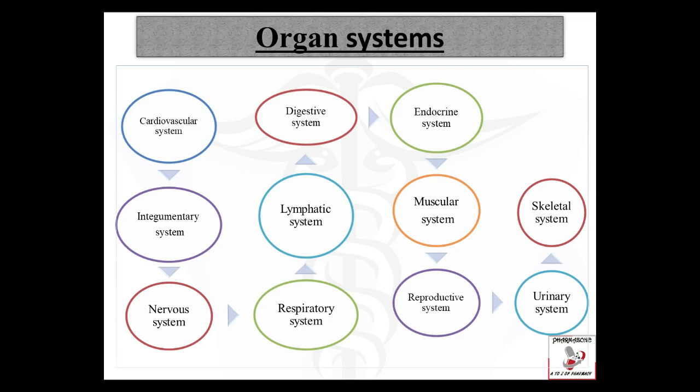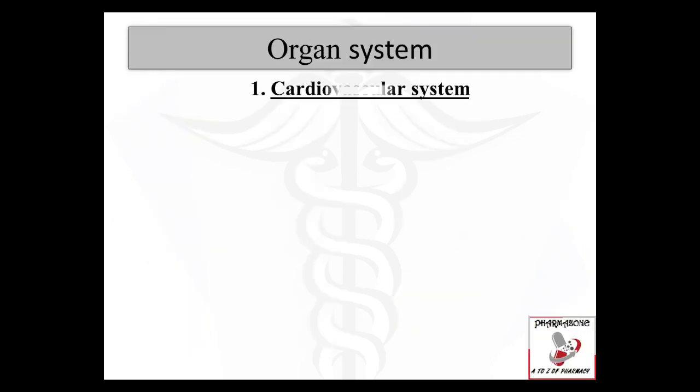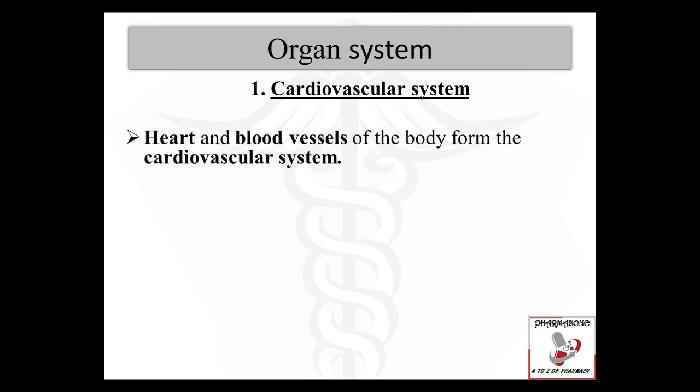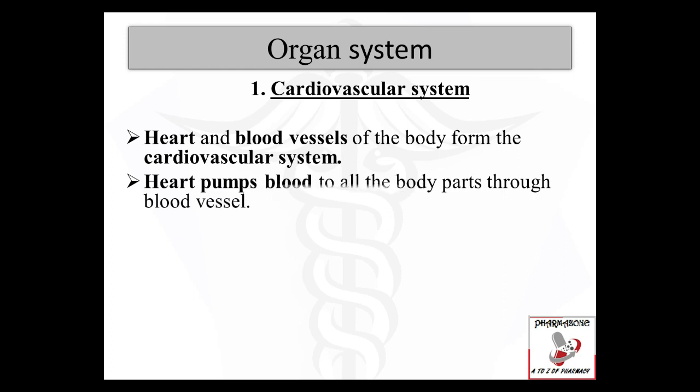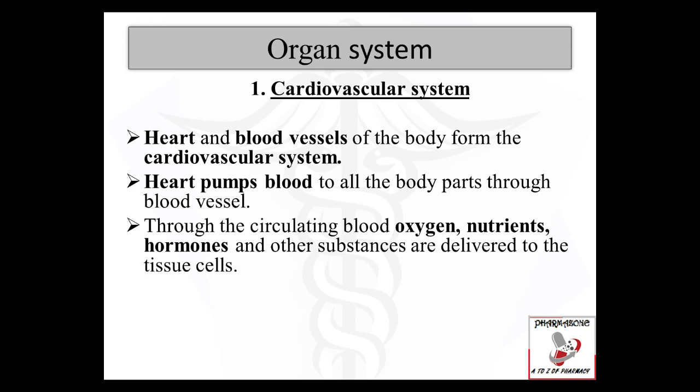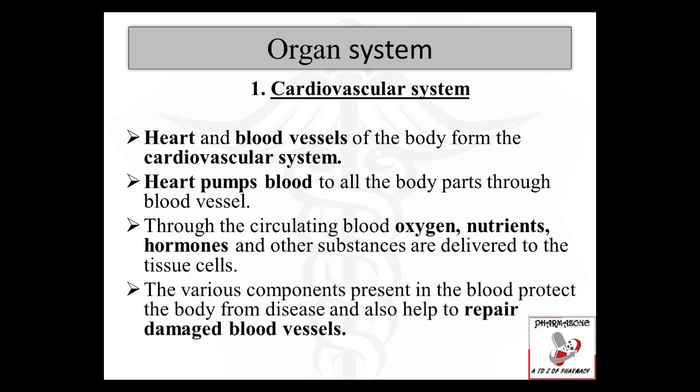You can make a note of all the points that are discussed here because it will be extremely useful for both conceptual understanding and also from an exam point of view. Now let's see the first organ system, that is the cardiovascular system. The heart and blood vessels of the body form the cardiovascular system. The heart pumps blood to all the body parts through blood vessels. Through the circulating blood, oxygen, nutrients, hormones, and other substances are delivered to tissue cells. The various components present in the blood protect the body from disease and also help to repair damaged blood vessels.